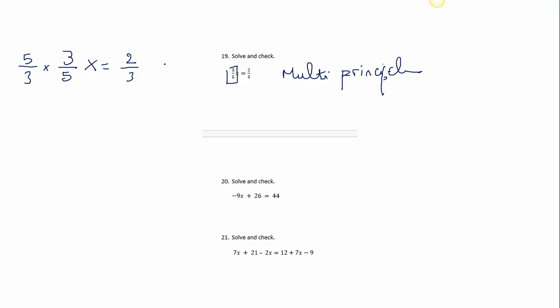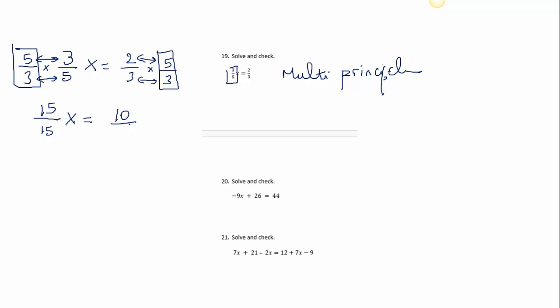Multiply both sides by 5/3. But make sure to multiply both sides. So you multiply this side by 5/3. You've got to multiply this side by 5/3. Now, why the reciprocal? Because guess what? If I multiply 5 times 3 and 3 times 5, I'm going to get 15 over 15 x equals 10 over 9. What's nice about 15 over 15 is that it's a 1. So I'm done. I have isolated x. And the final answer is 10 over 9.